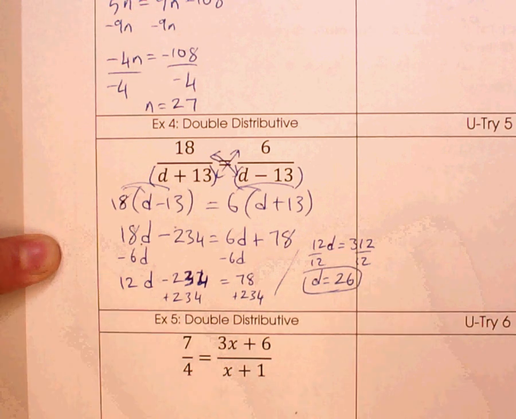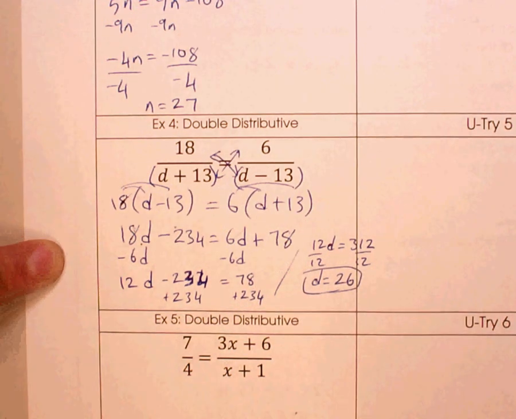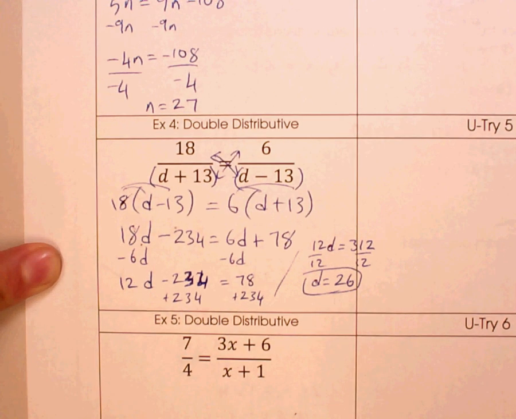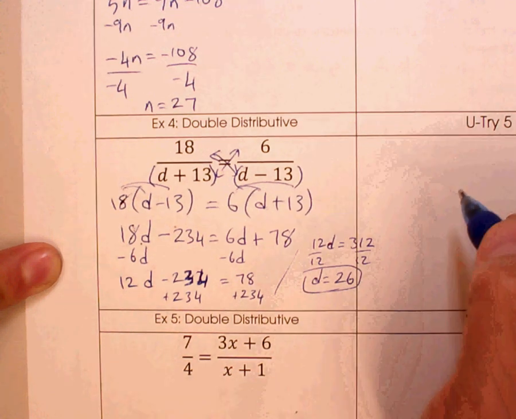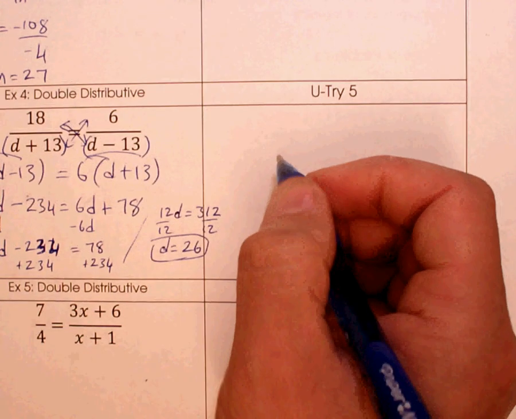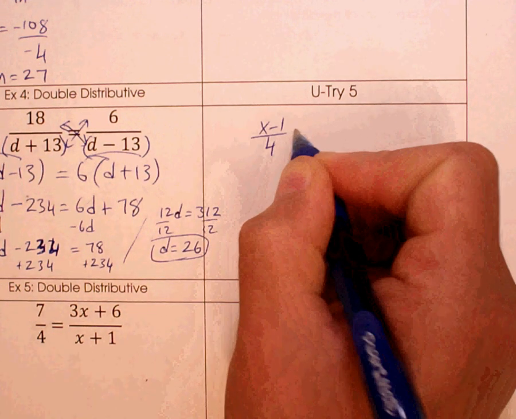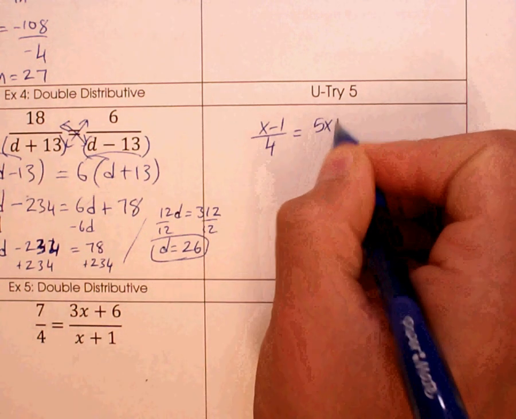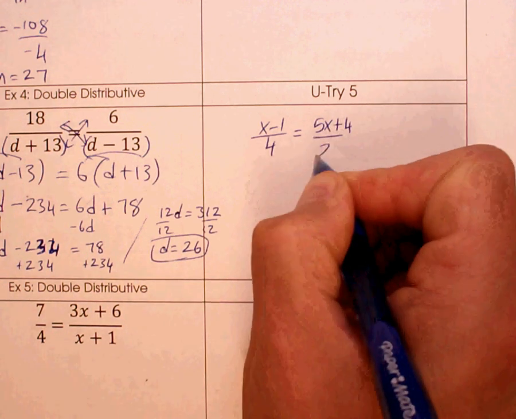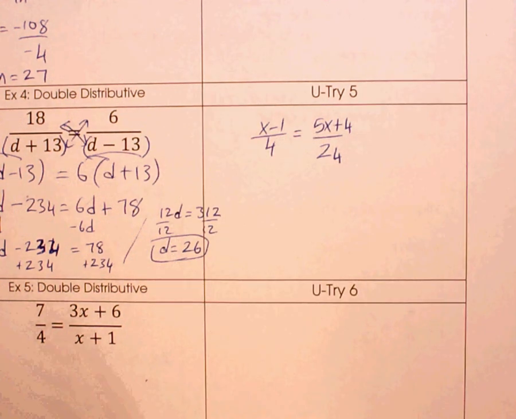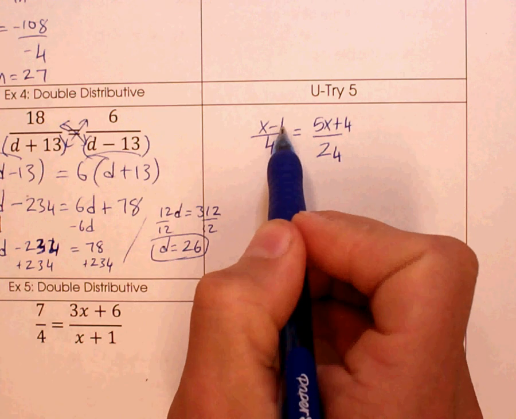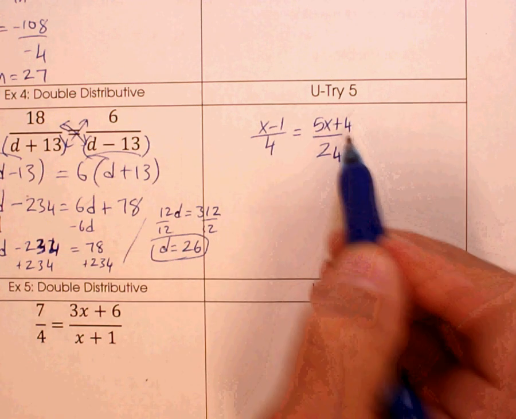I can again check my answer by substituting 26 back into the original equation to see if one side of the fraction will be actually equal to the other side of the fraction. Here's your U-try. (x minus 1) over 4 equals (5x plus 4) over 24. Please do not forget to put your parentheses around the numerators here because they have more than one term.